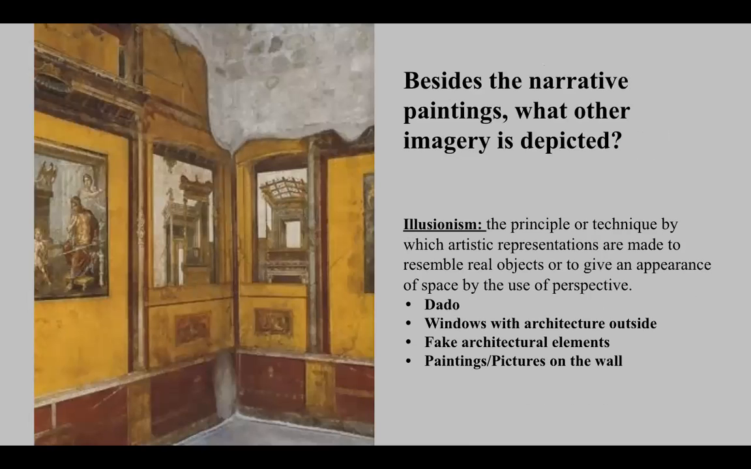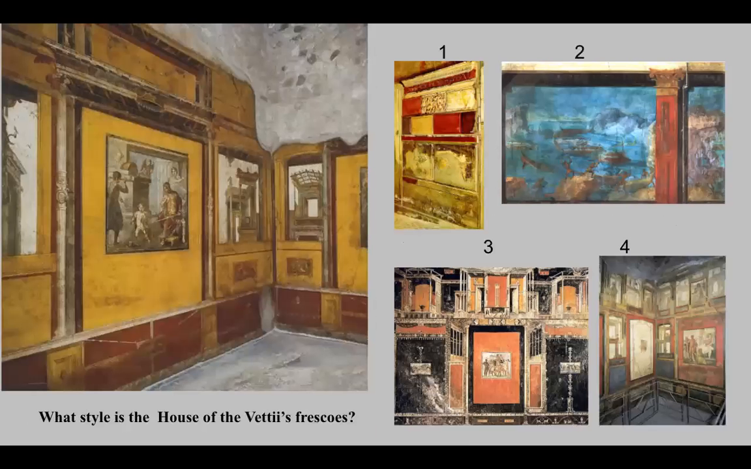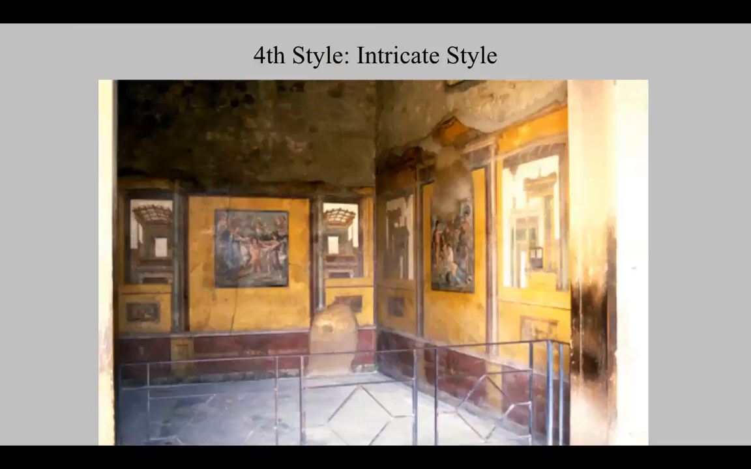So our image has dado, right? It has windows with architecture that looks like it's going through the windows. It's got paintings on the wall. It's got fake architectural elements. What style do you think House of Vettii frescoes are in? Are they in 1, 2, 3, or 4? What do you think? Trip. 4. Definitely. They're in our intricate style, right? So it has these little windows where you kind of look outside, and it sort of looks like we're seeing more buildings, but really we're just seeing walls.